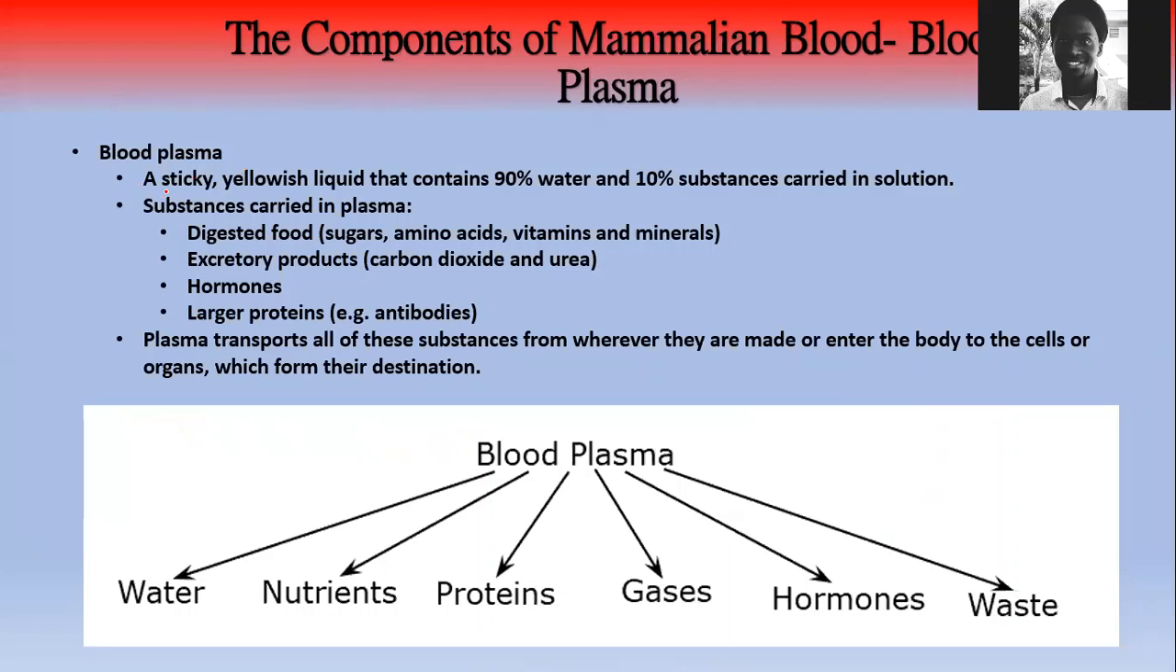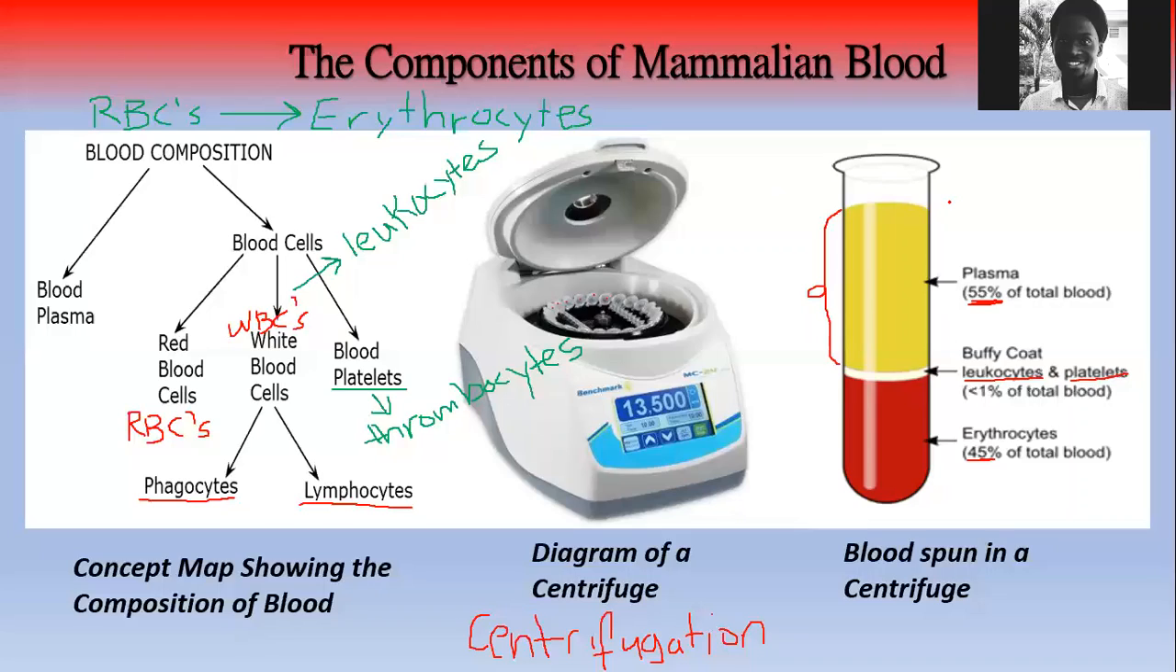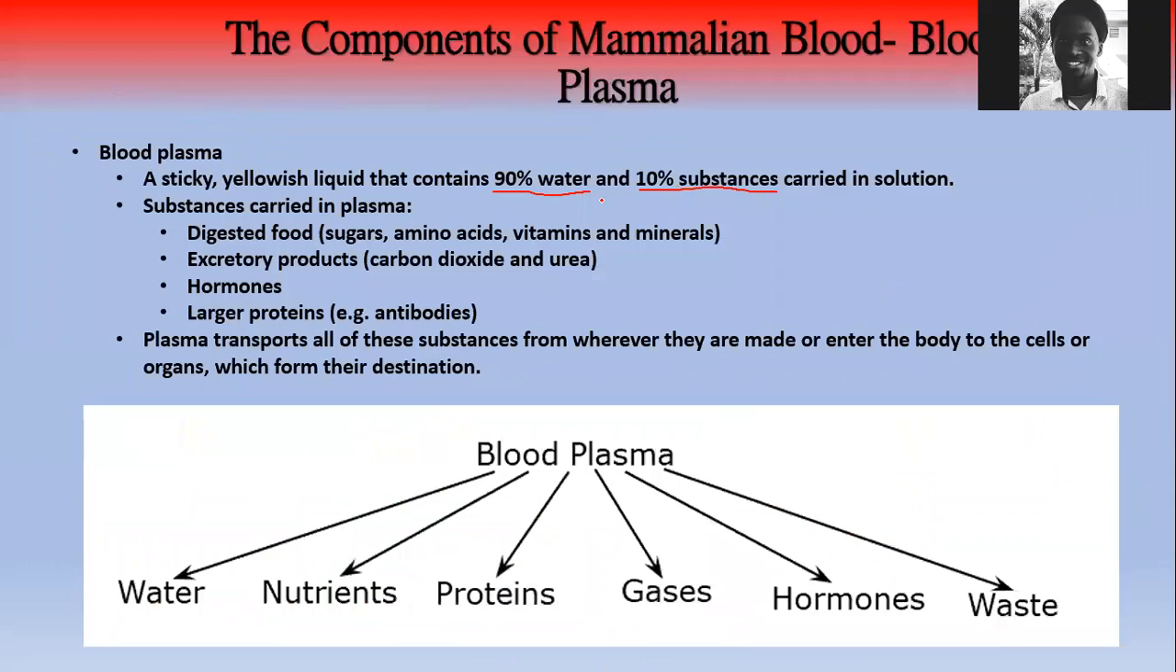Blood plasma is that sticky yellowish liquid that contains 90% water. It contains 90% water and 10% substances that are carried in the solution. So if we go back to the previous slide, you would notice the thick yellow liquid at the top of the layers in the tube. This is plasma, right? It has 90% water and 10% of other substances that are dissolved in the water or carried in the water.